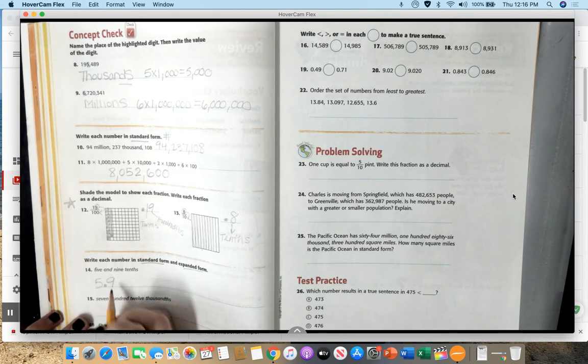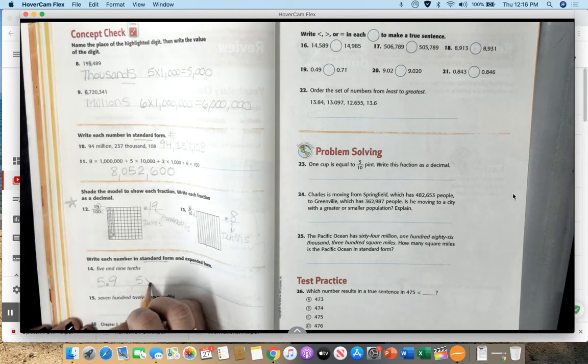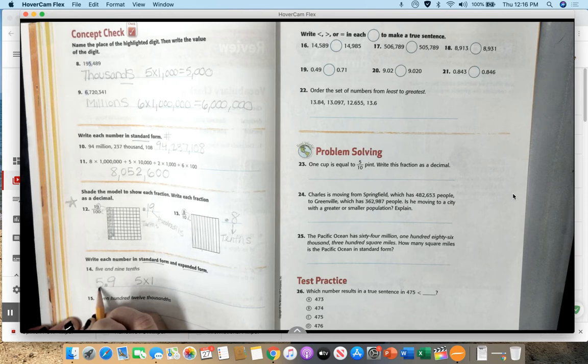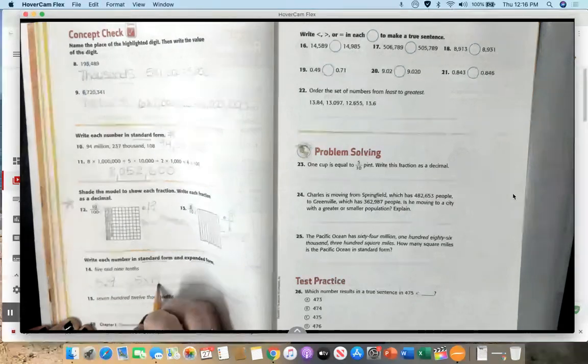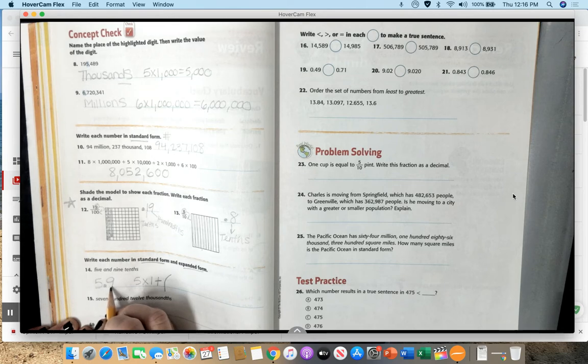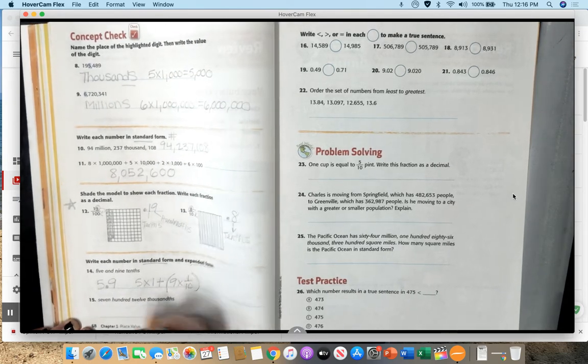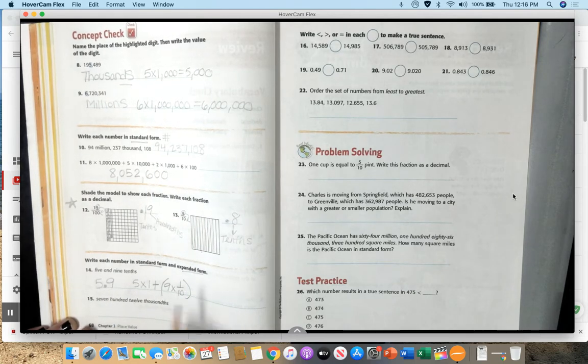Now let's write it in expanded. That would be 5 times 1, because I have a 5 in the ones place, plus parentheses, because we're at the decimal numbers, a 9 times 1/10, because a 9 is sitting in the tenths place. Now let's do number 15.